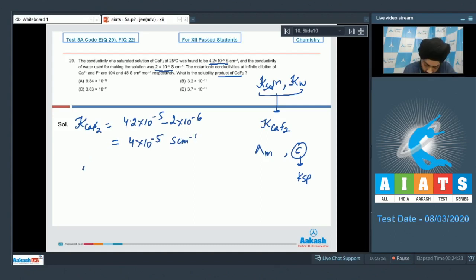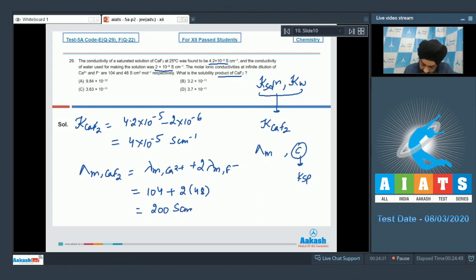If we talk about the lambda m value, lambda m of CaF2 is going to be equal to lambda m of Ca2 plus plus 2 times the lambda m of F minus. So we can quickly put the values. We have been given these values. For calcium 2 plus it is 104, and for the fluoride ions it is 48. So it is 2 into 48. So this shall be equal to 200 Siemens centimeter square mole inverse.